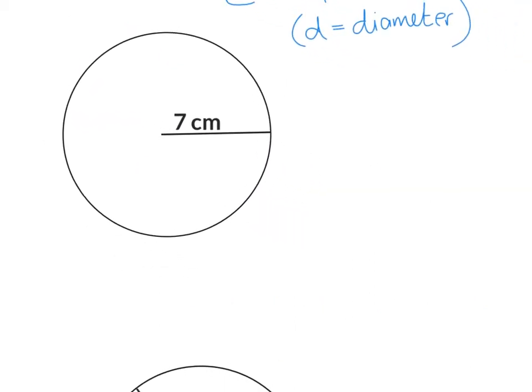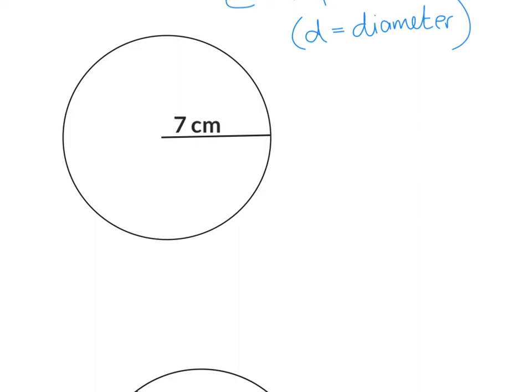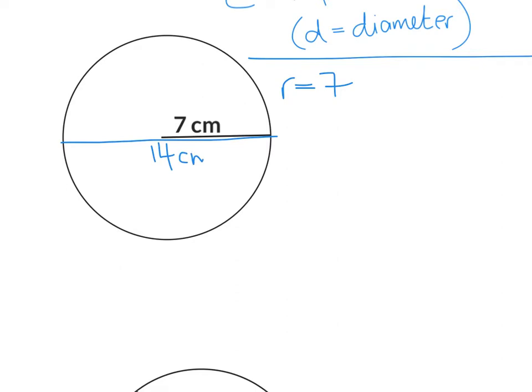Right, so here we have a circle. I want to find the area and the circumference of it. Now the first thing we can see is that I've got a line drawn going halfway across the circle, which means that is a radius. So I can go straight ahead and say that r equals 7. Now because I know that the radius is 7, the diameter is a line that goes the whole way across, that must be 14 centimeters. So I'm going to say d equals 14.